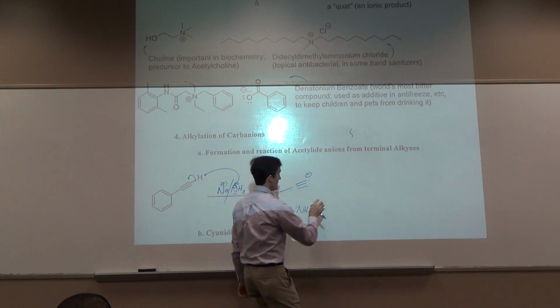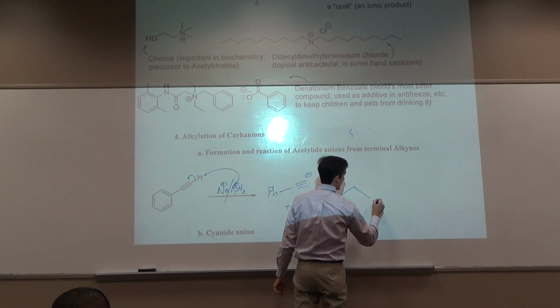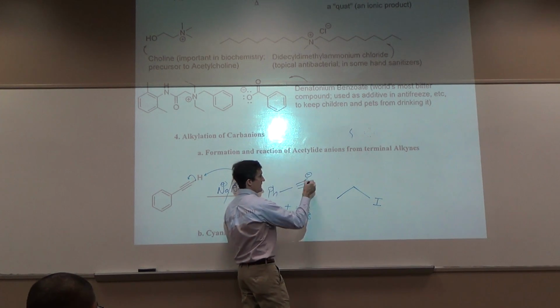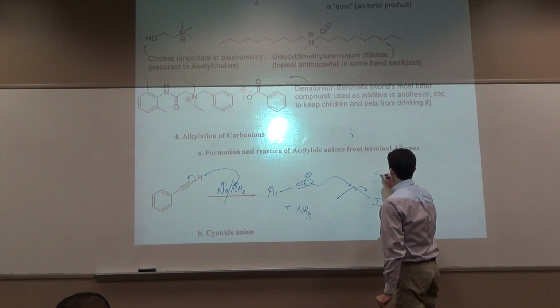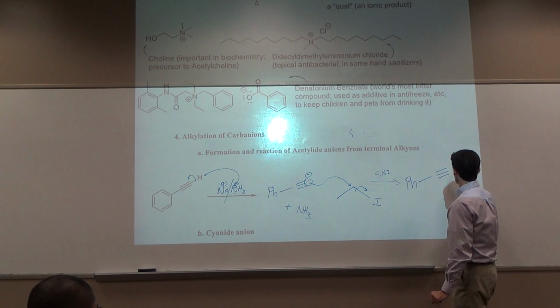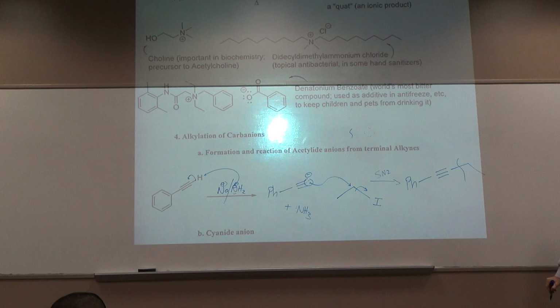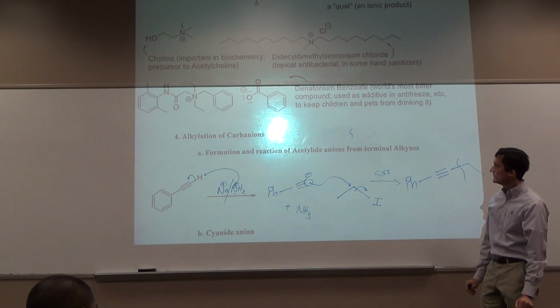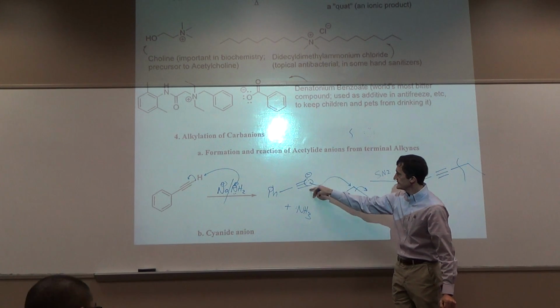Now you throw in some type of substrate with a leaving group, maybe just ethyl iodide, and these electrons will then come in here and kick this off. Good old SN2, and you get that bond formed. So you made a carbon-carbon bond. We call these guys, if you remember, acetylide anions.